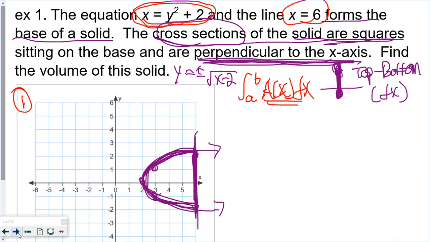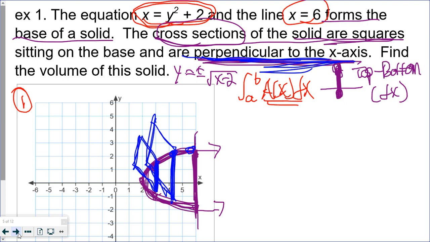So for instance, I'll try to draw this in maybe blue. If I were to cut it down this line right here, there's a square that's coming out. Try to picture this as a three-dimensional square coming out. If I were to cut vertically, which is what we're doing, the cross sections are perpendicular to the x-axis, and so I'm going from top to bottom. Try to imagine this square is coming out. Okay. And maybe right here at the very end, there is a square that is coming out. Try to picture these three-dimensional squares that are coming out of your screen.